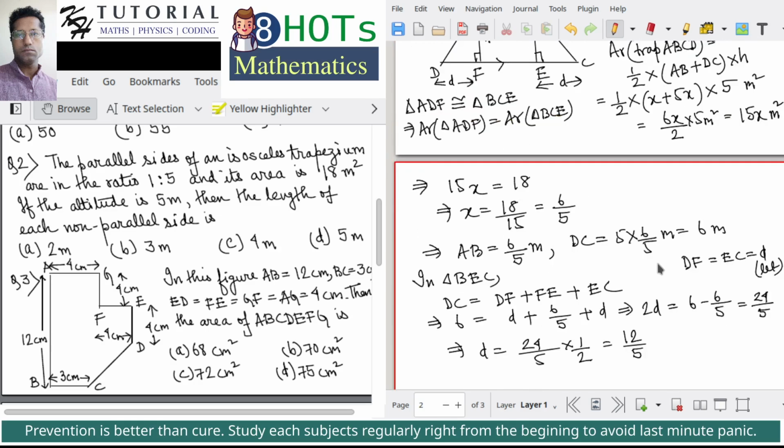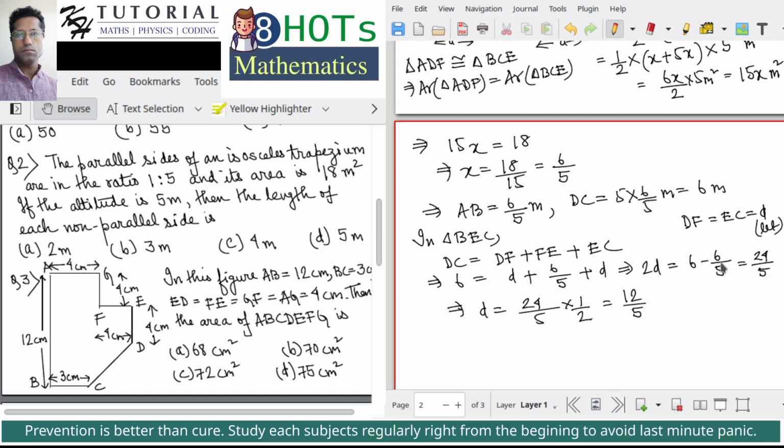I'm not sure whether I am making any calculation mistake, but somehow I'm getting a feeling that my answer will not match with the given choices. Anyway, let's proceed. So we have found d to be 12 by 5.